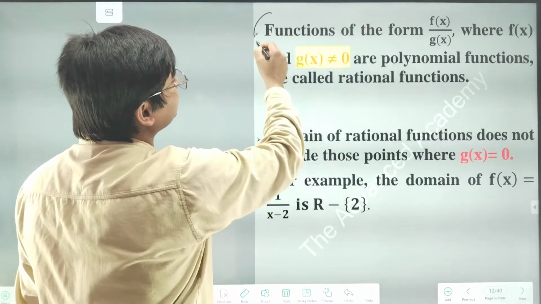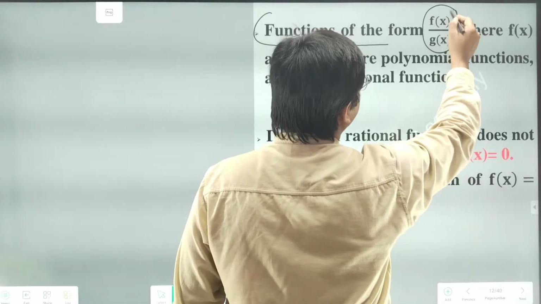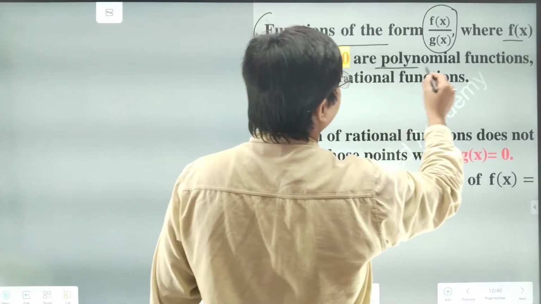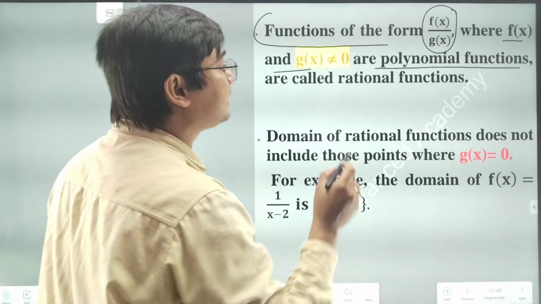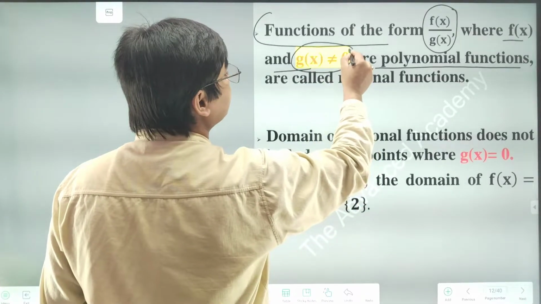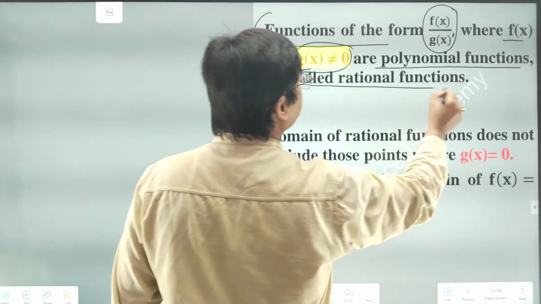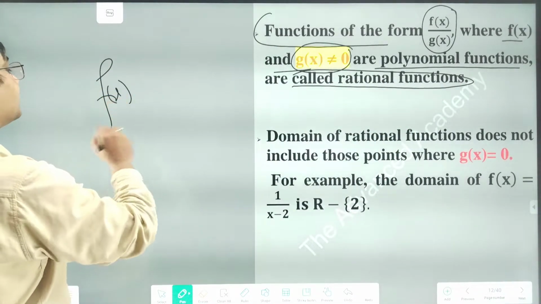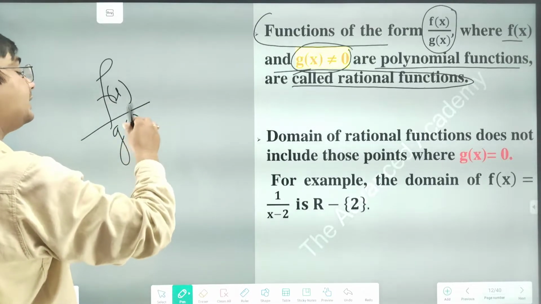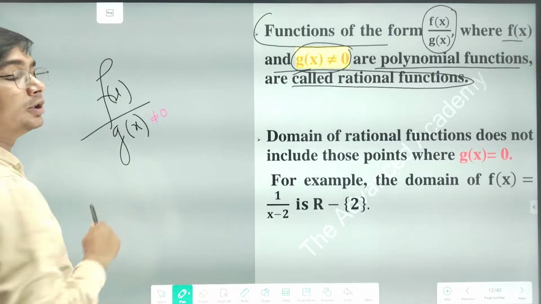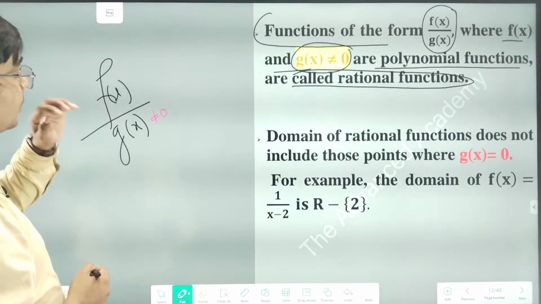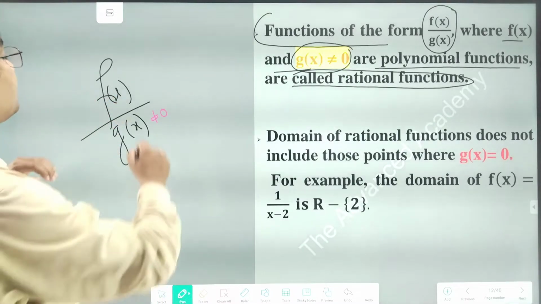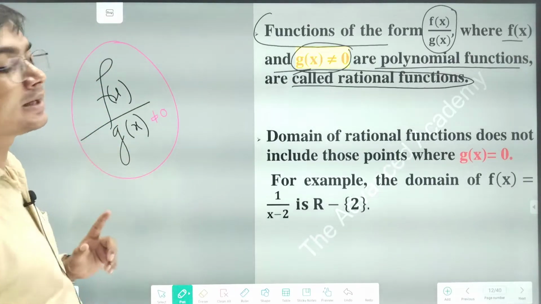So you see a function of the form f of x by g of x, where f of x and g of x are polynomial functions, and g of x is not equal to 0, is called a rational function. That means this type of function, f of x by g of x, where g of x must not equal 0, क्योंकि g of x 0 होने से तो हम डिवीजन नहीं कर सकते और ऐसा करके फैक्टर नहीं बना सकते हैं. So this type of function is called a rational function.